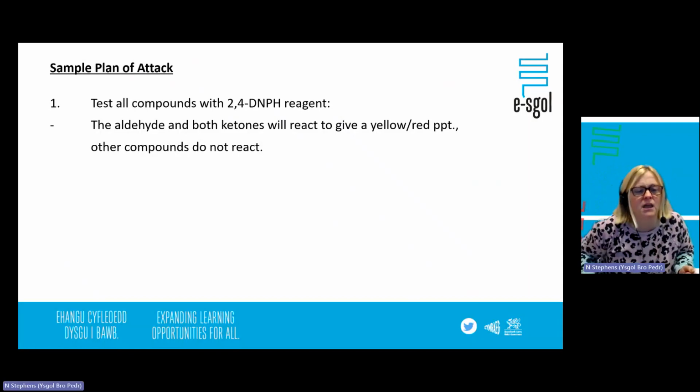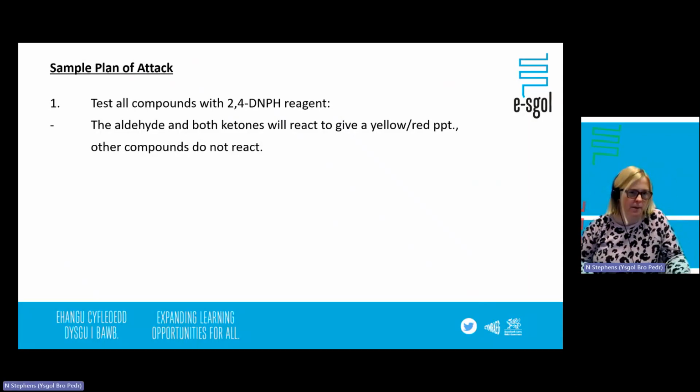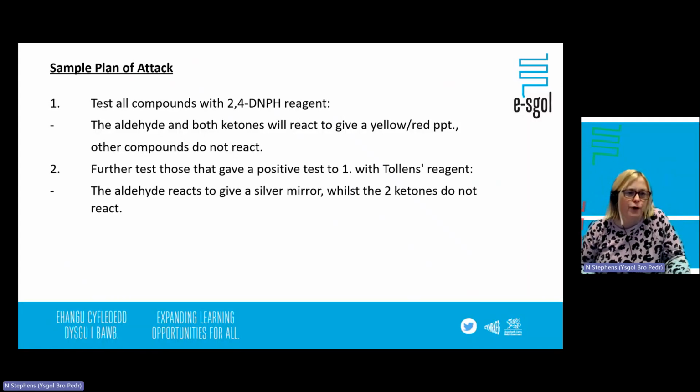So based on the 3 that gave a positive 2,4-DMBH result, you can then further test them with Tollens, and that will then enable you to identify the aldehyde, because that aldehyde will, of course, give a silver mirror, while the 2 ketones do not react.